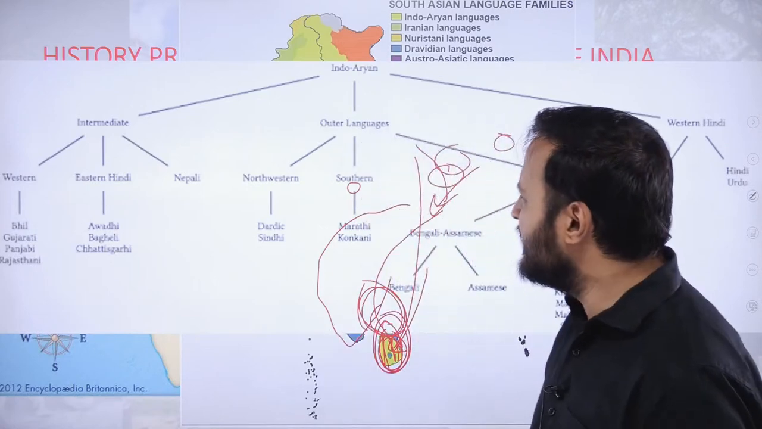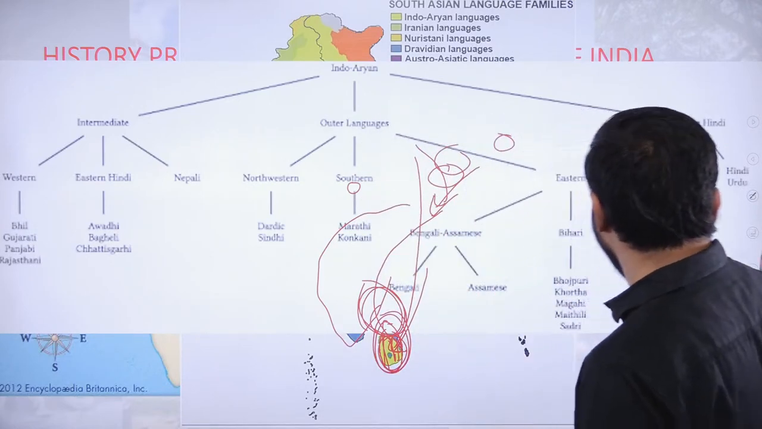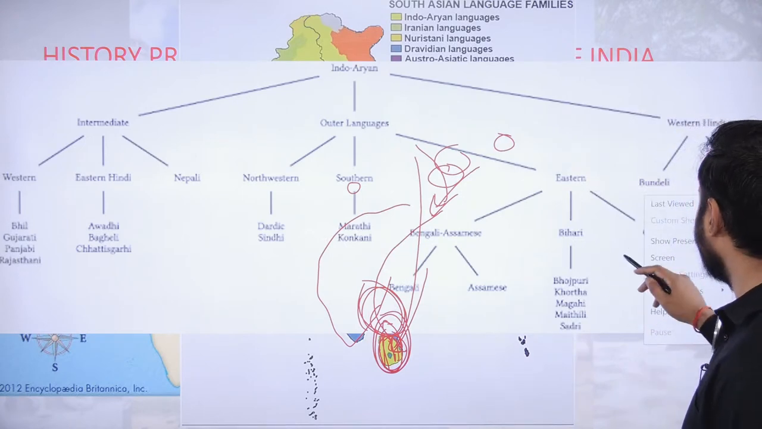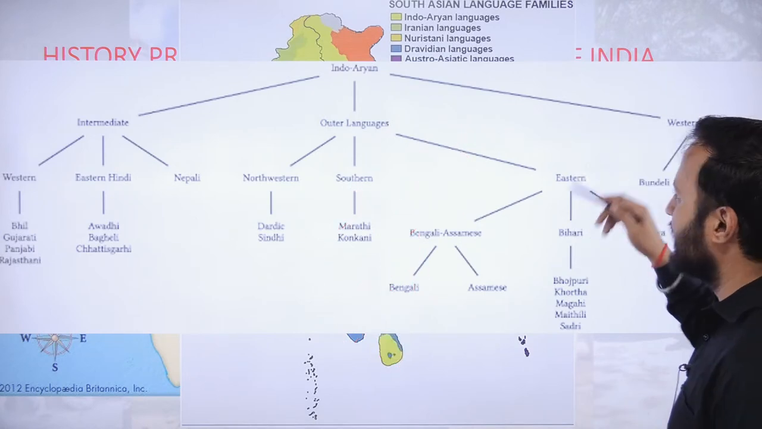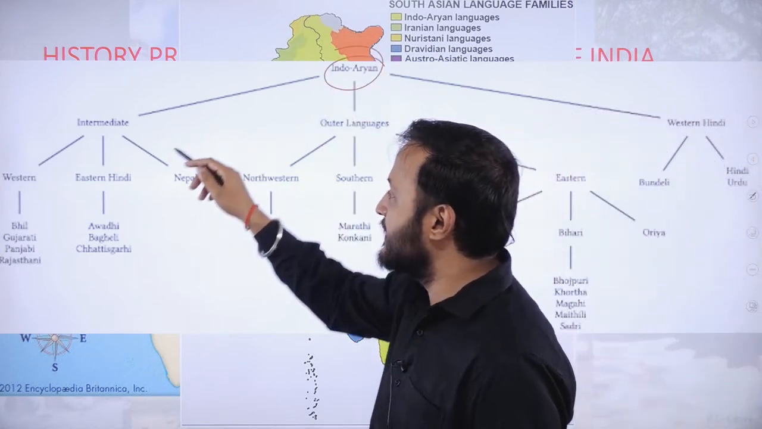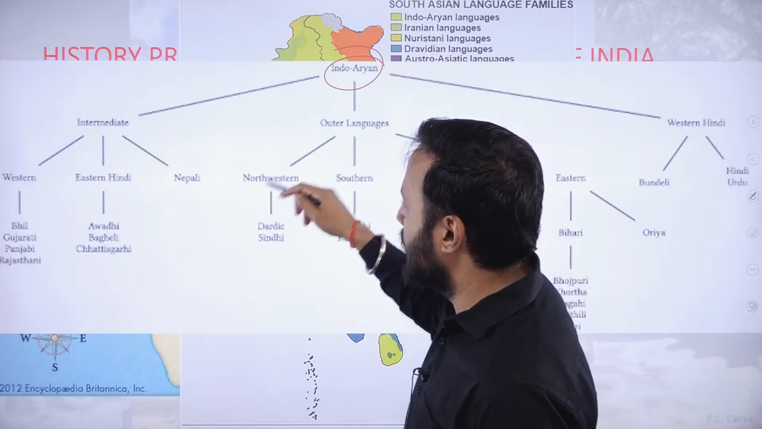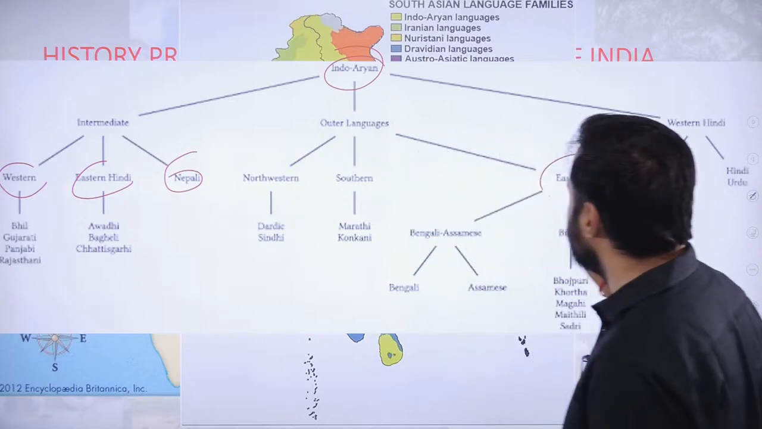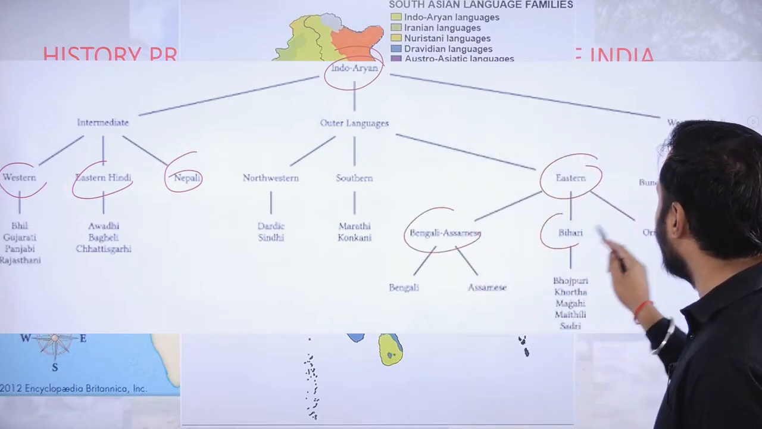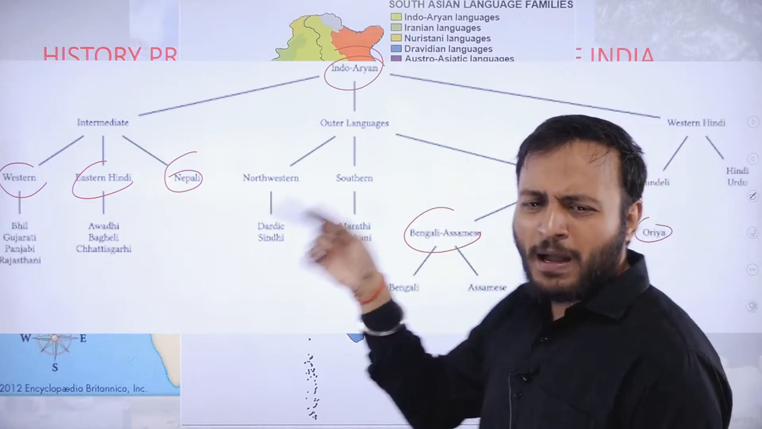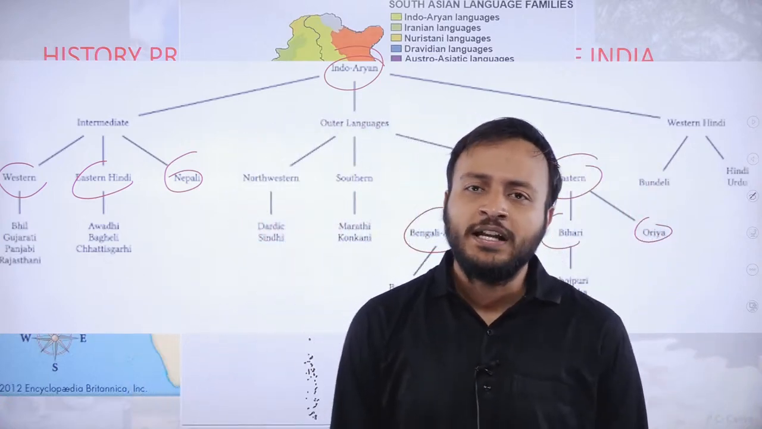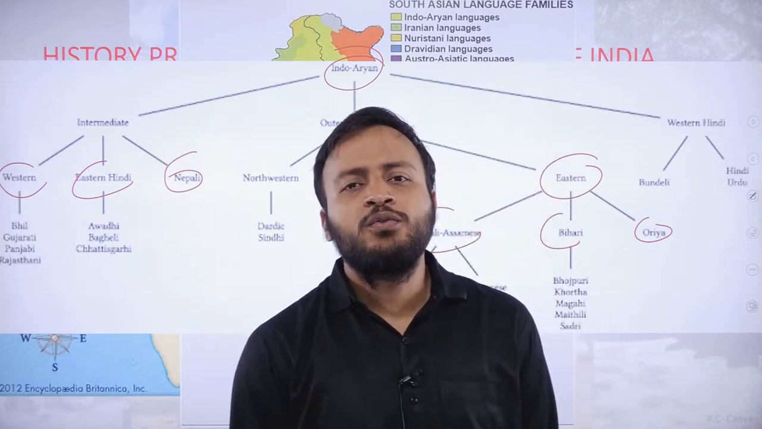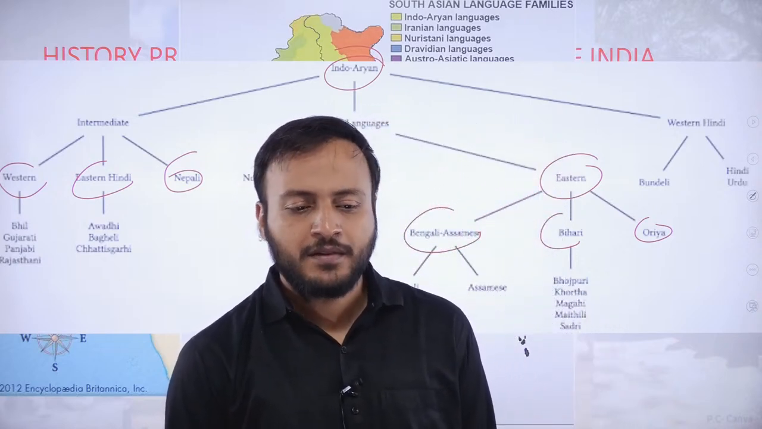Now, this is about the description of the languages. Once the class is over, you can see in the recording how this Indo-Aryan language family is divided into different groups, like Western Hindi, Eastern Hindi, Nepali, then in the eastern part, Bengali, Assamese, Bihari, Odia, right? So probably the entire group of languages in Northern India, Eastern India, Western India, all of them belong to the Indo-Aryan language family. Got it?